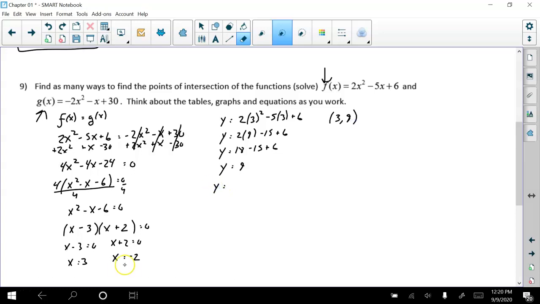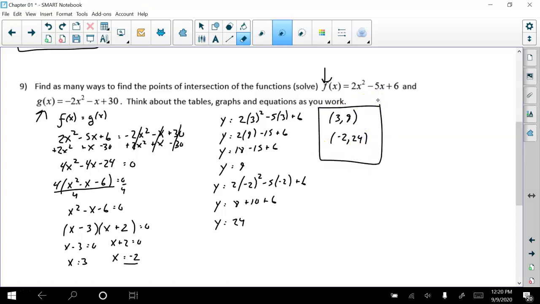And now we're going to have to use the negative 2 to find the other one. So it's 2, and now negative 2 for x. Negative 2 squared minus 5 times negative 2 plus 6. So y equals negative 2 squared is 4 times 2 is 8 plus 10 plus 6. So y equals 18 plus 6, which is 24. So our other point of intersection is negative 2, 24.